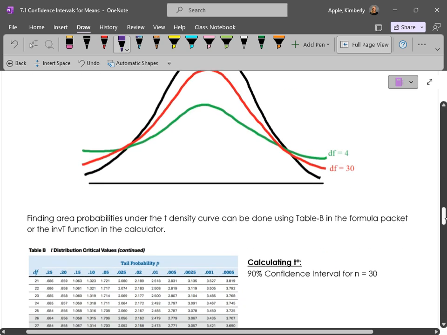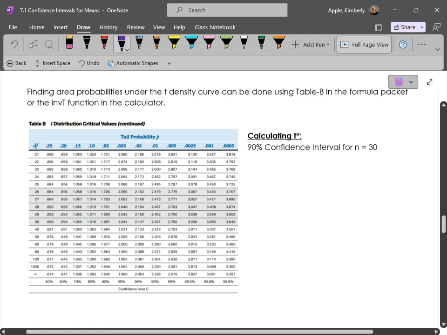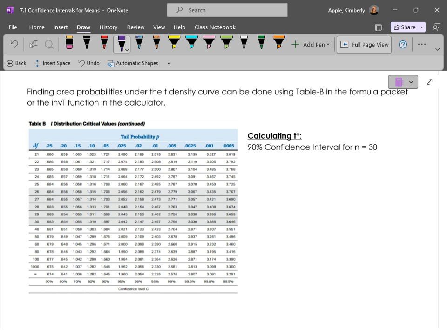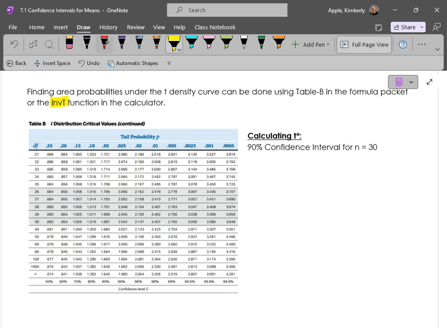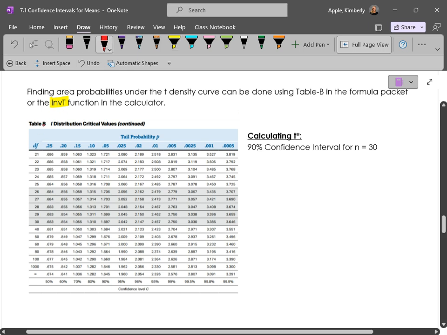So from there, there are 2 ways to find the probabilities, areas, etc., under a T density curve. You can use Table B, which I gave you today, or you can use the inverse T function in the calculator, which is different than the inverse normal. Let's all make sure we can do that, because I don't think anybody likes the table. This is second VARS, inverse T, which is number 4.